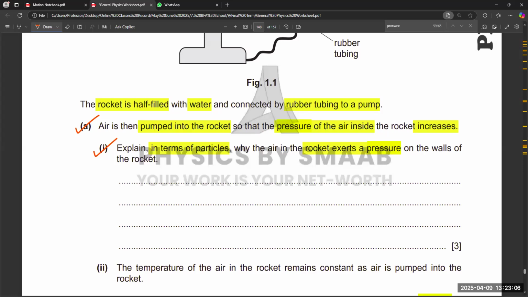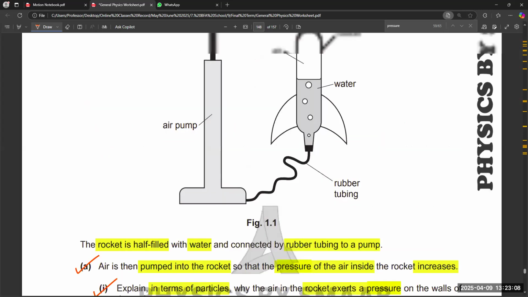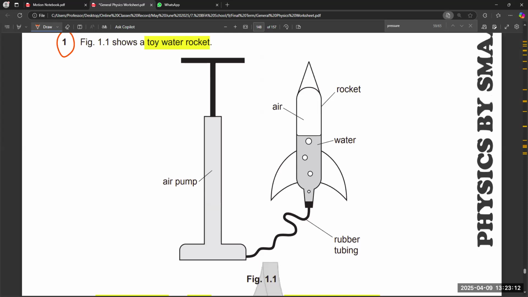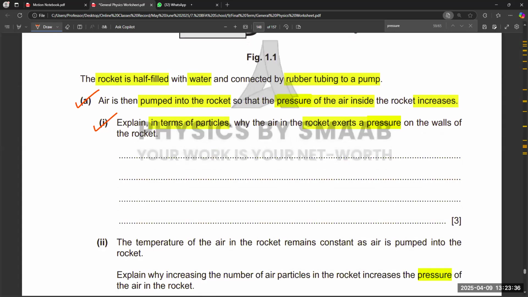So first of all, when air is pumped into the rocket, definitely we have some empty space in the rocket where we have air particles. When we pump more air into this rocket, air particles push water particles, and when they push water particles, it creates more frequent collisions between the air and water particles. So we can write the answer.